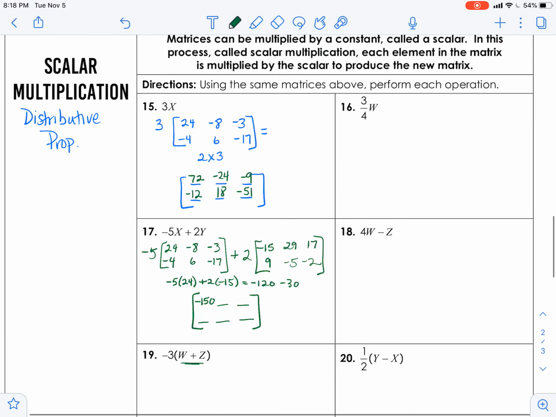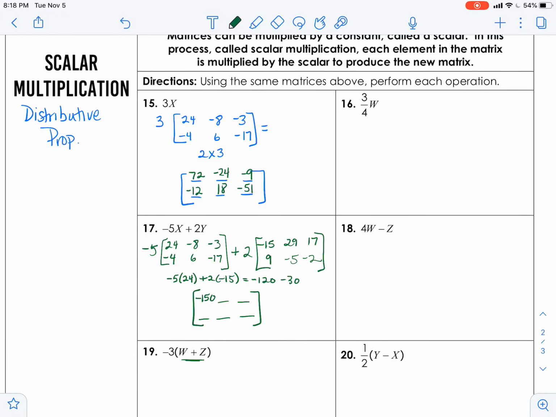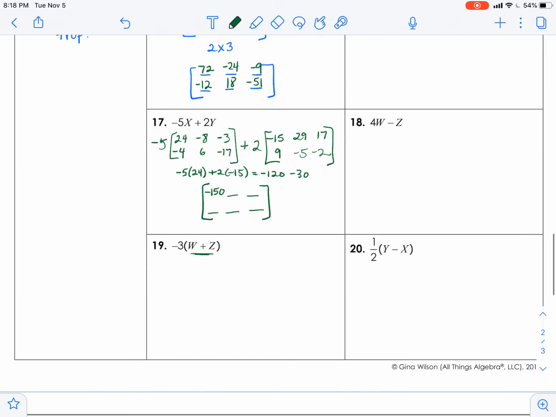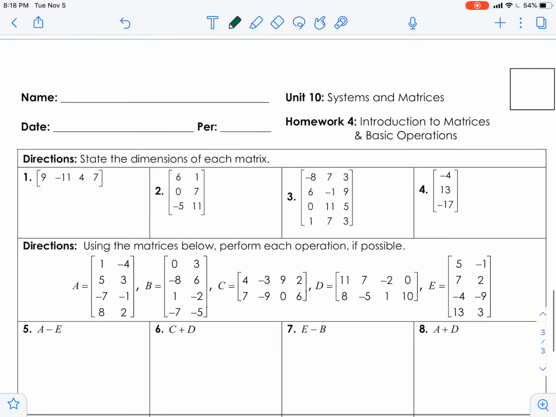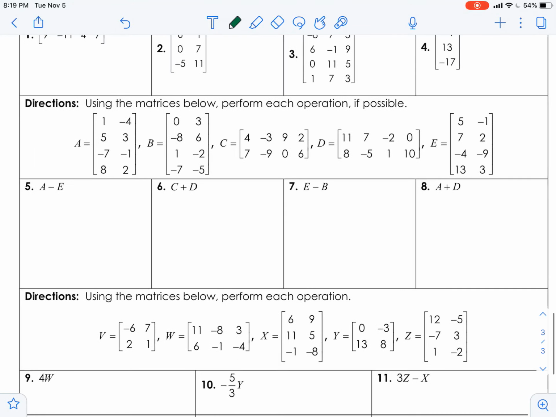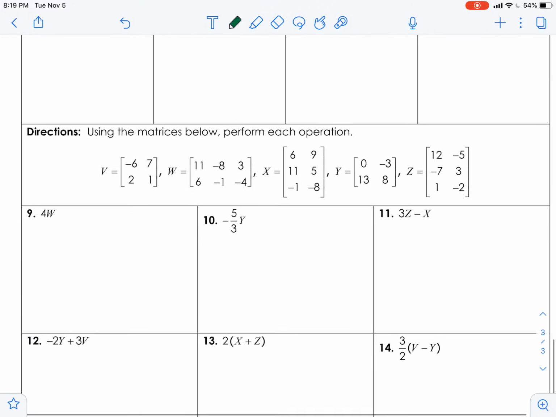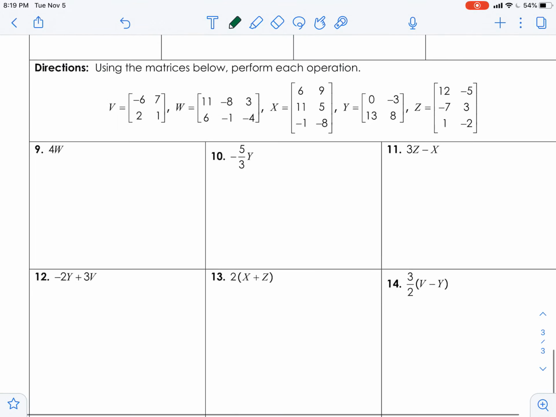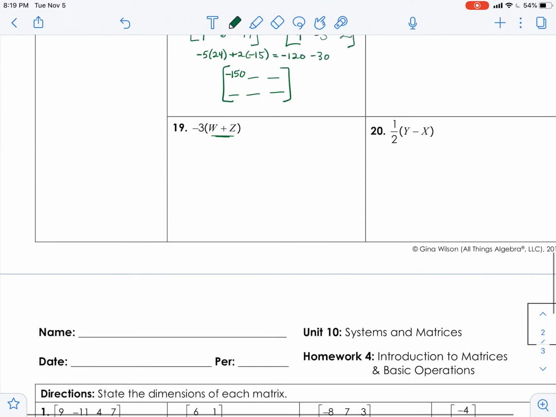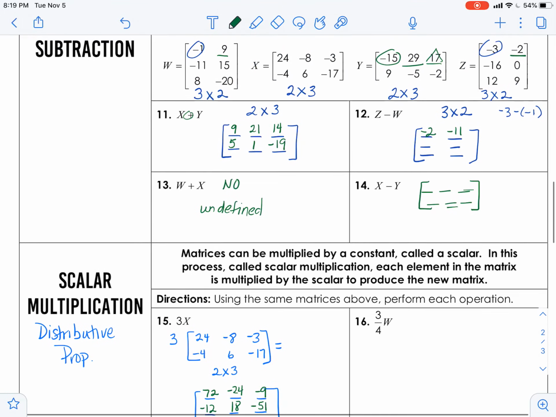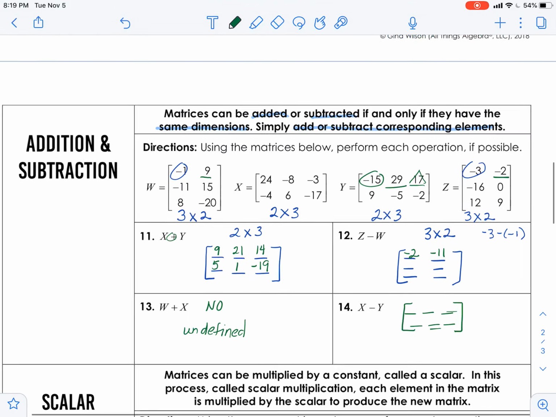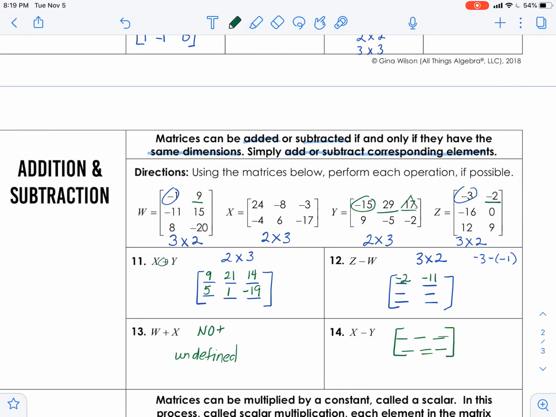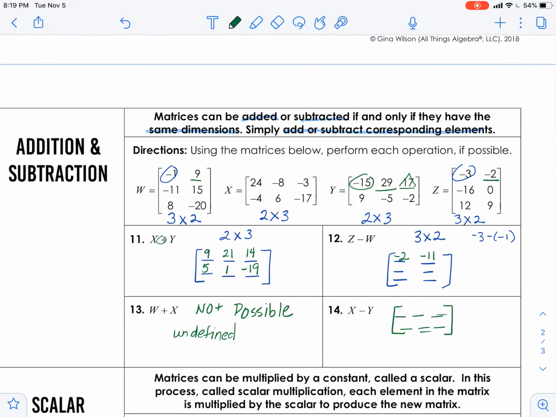Okay, so that is scalar multiplication. Again, I will let you finish that up. And then you have a little worksheet here to try again, and just see how well you can do on those. If it does not work, you can either put not possible or undefined. Okay, good luck on that.